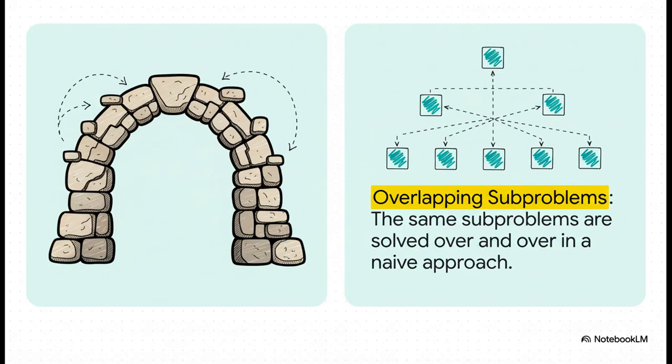The second is overlapping subproblems. This means that a dumb recursive approach would end up solving the exact same subproblems, like the cost of A2 times A3, over and over and over again.